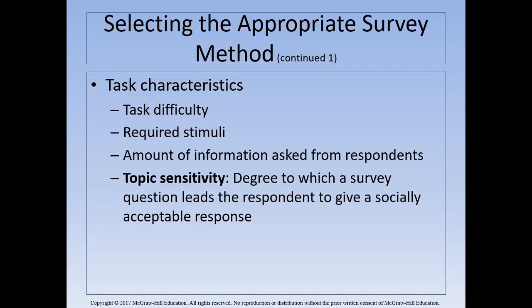And there is the amount of information asked from the respondents. If you ask 4 or 5 questions, they will answer very quickly, but with 10 questions, it takes forever. That's one thing you need to take into consideration, and also how sensitive the topic is. When the survey becomes more personal, answers tend to be more socially acceptable. All these things can affect the questions and the questionnaires.